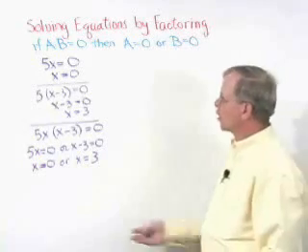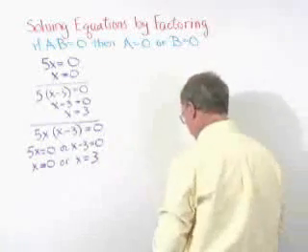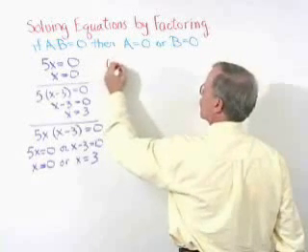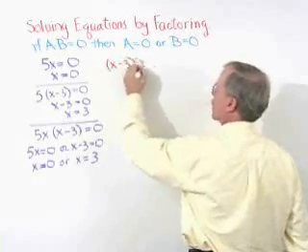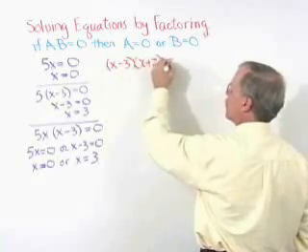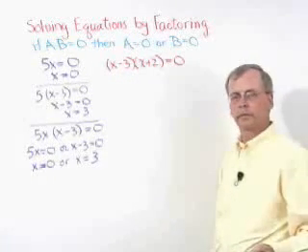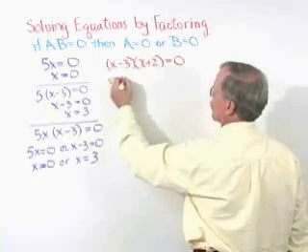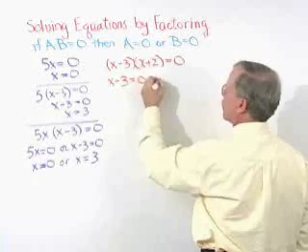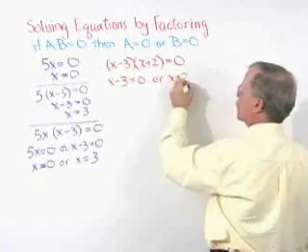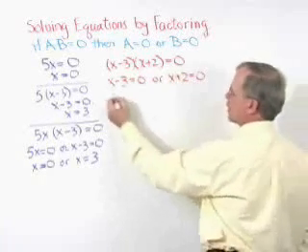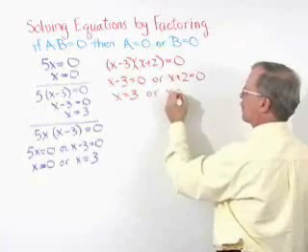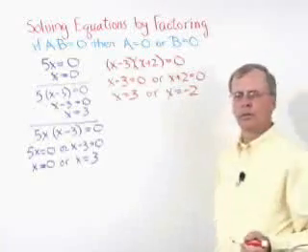Now let's go one step further. If we have two factors, (x minus 3) and (x plus 2) equals 0, then we know that either x minus 3 equals 0 or x plus 2 equals 0. This tells us that x is 3 or x is negative 2.